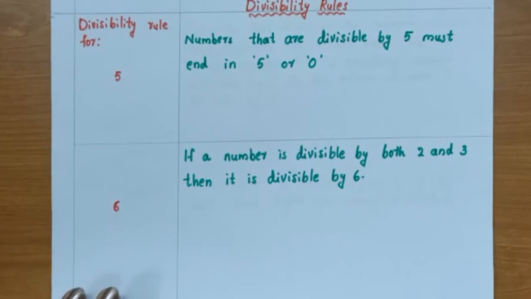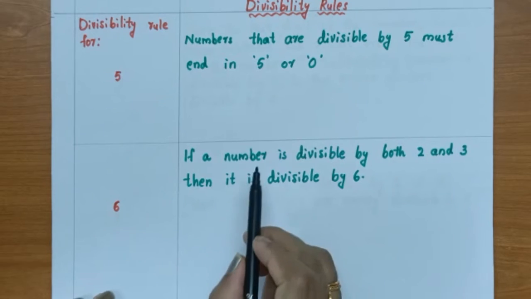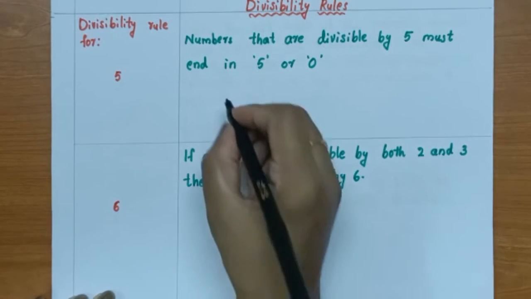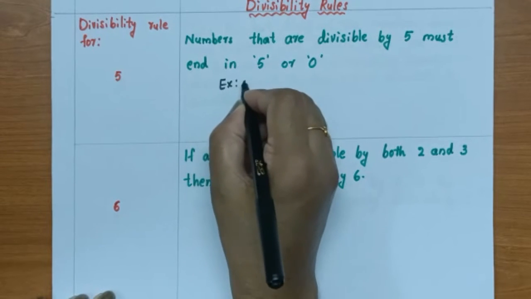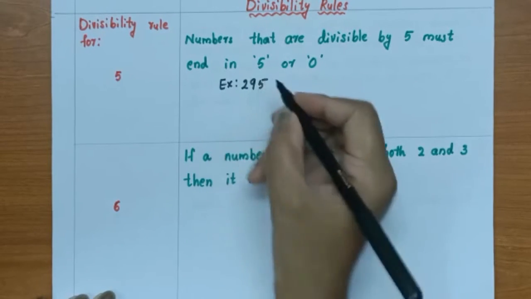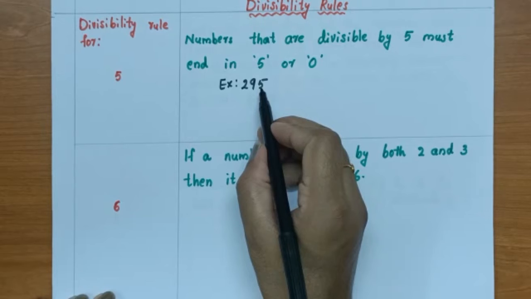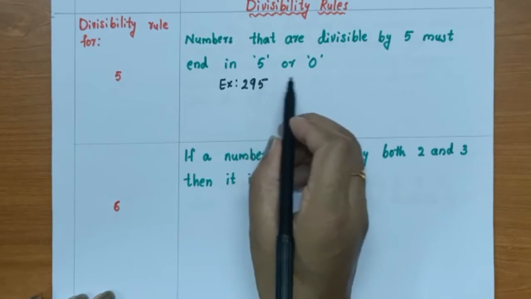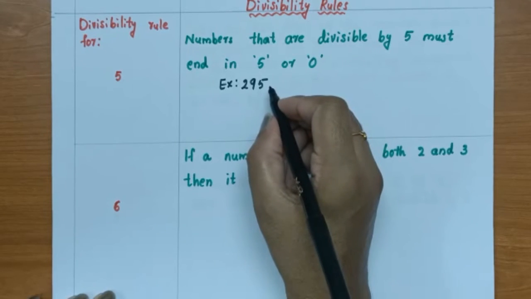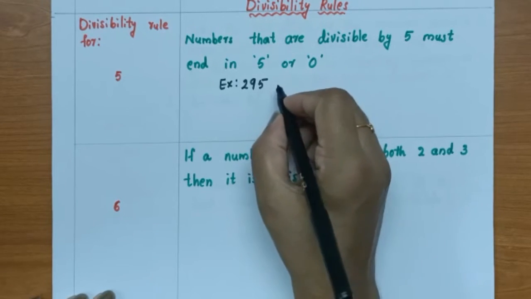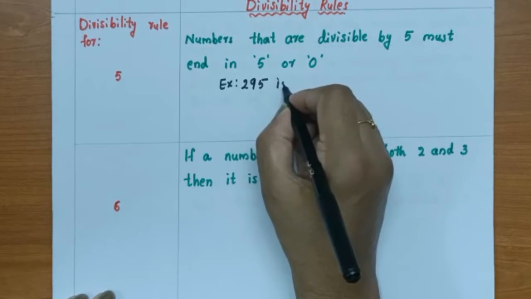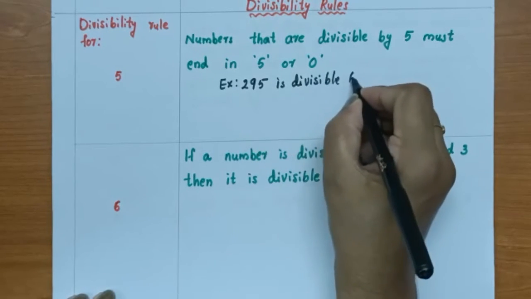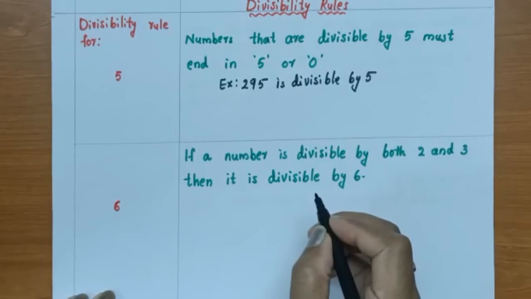Now divisibility rule for 5. Numbers that are divisible by 5 must end in 5 or 0. For example, 295. Here the last number is 5. When the last number is 5 or 0, that number is divisible by 5. That means 295 is divisible by 5.